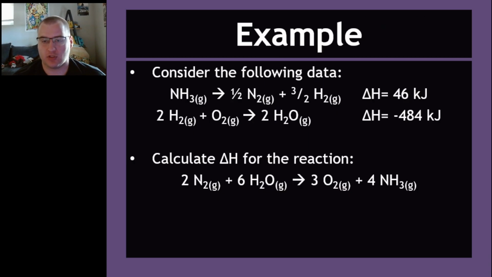Okay, so let's look at an example here. We're going to have the following data: 2 fundamental reactions, 2 small reactions. I know their enthalpies. This one's 46 kilojoules in this reaction, but remember, it's with this exact set of coefficients. Negative 484 for this reaction. Given those 2 pieces, I want to calculate for this entire large reaction what its enthalpy is.